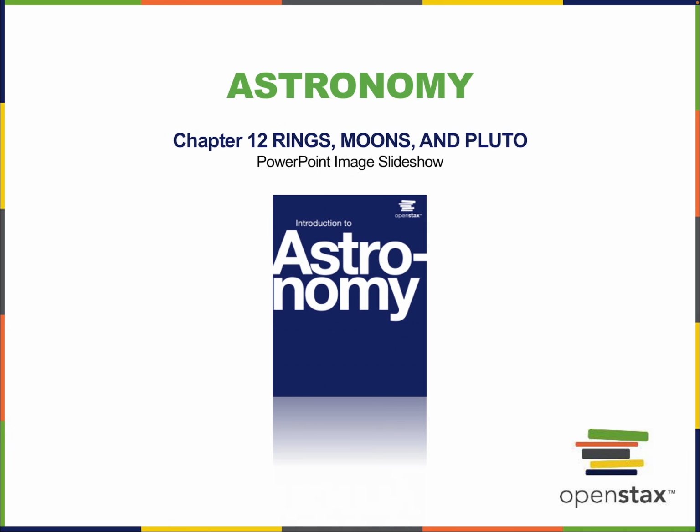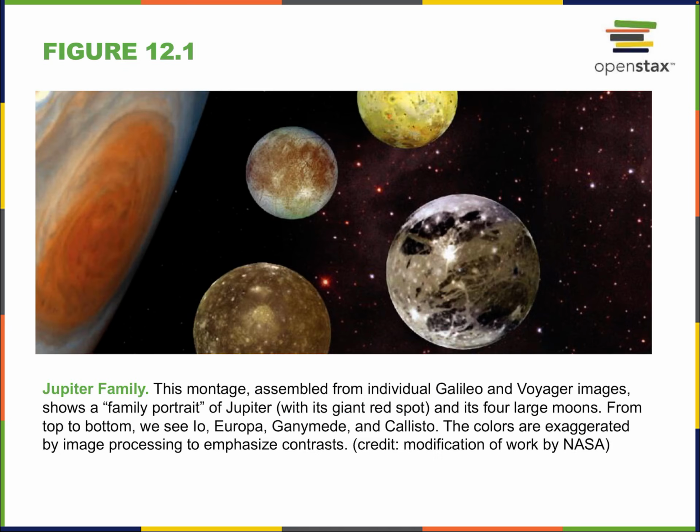In this lecture, we're going to talk more about the outer planets, the gas giants, that is, and specifically, we're going to talk about those planets' rings, moons, and we're going to throw in something different. We're actually going to talk about the dwarf planet Pluto. To be honest, Pluto could also be included in the next chapter, in Chapter 13, but since it has some moon-like features, we're going to group it in and talk about it here.